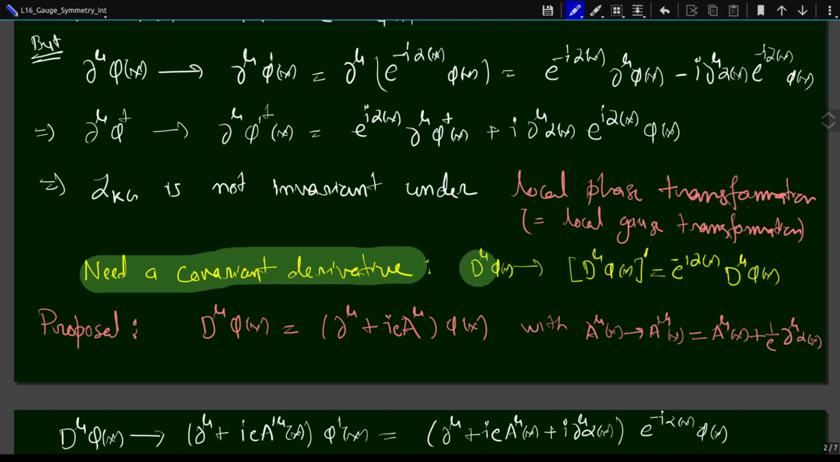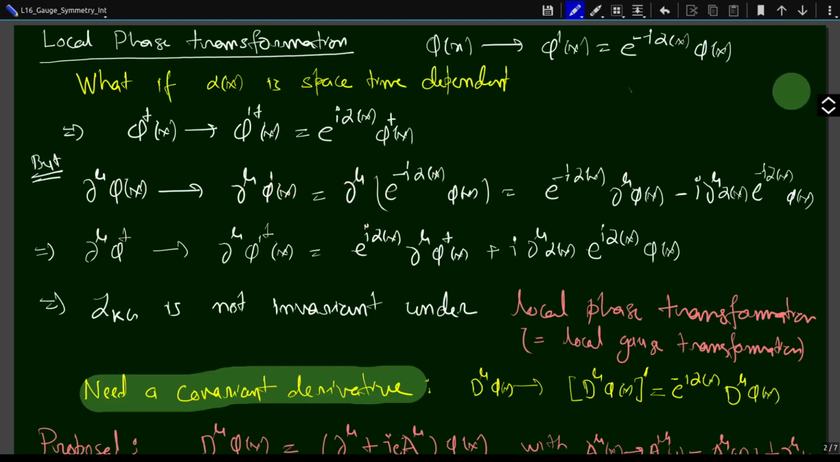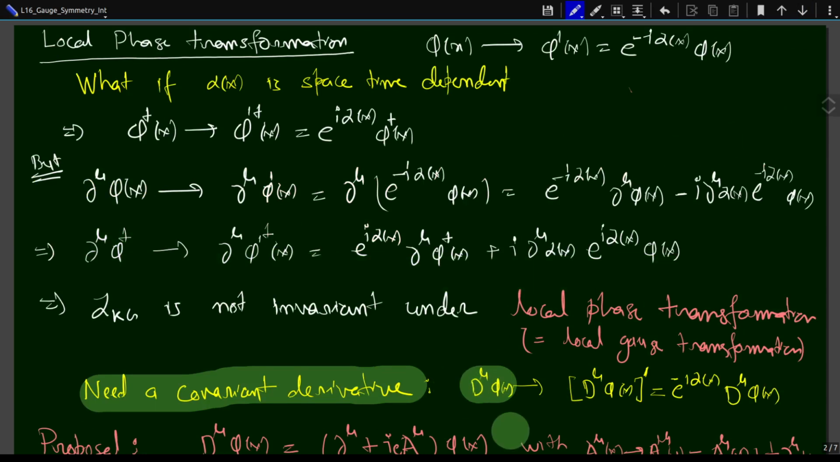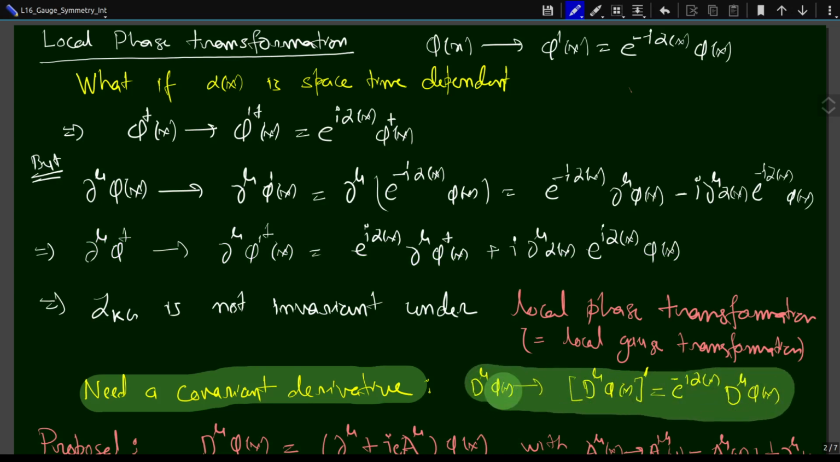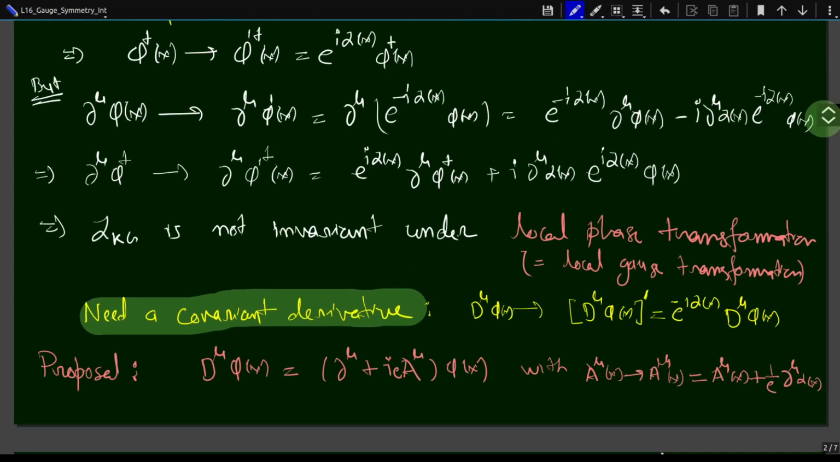Like in the previous case, when the derivative also transformed in the same way as the field, everything was well defined. Here my derivative does not transform in the same way, so I want to change the definition of the derivative itself such that it transforms in a nice way. So here's the proposal.